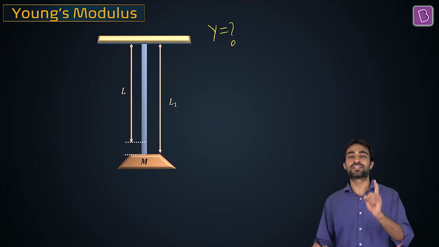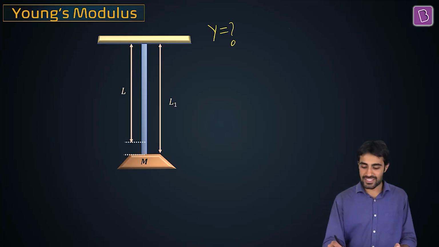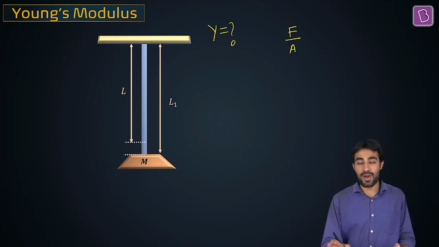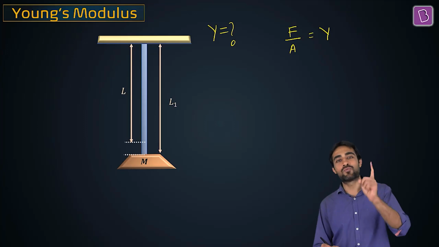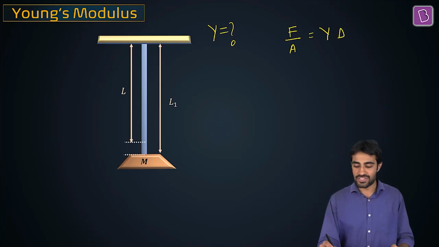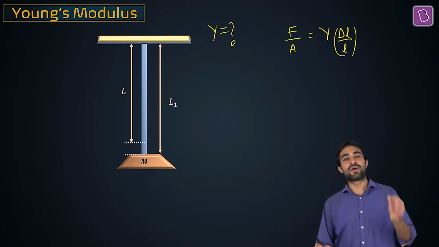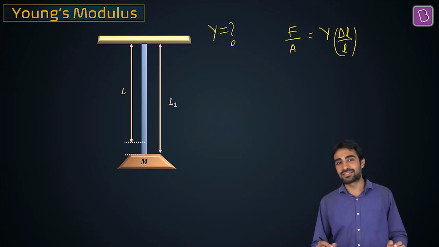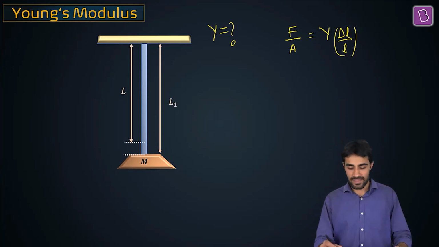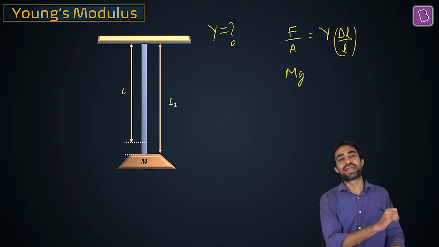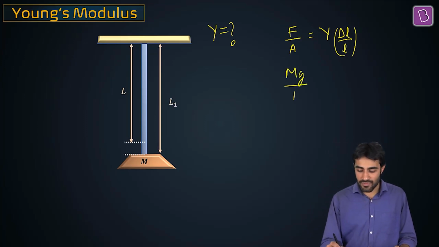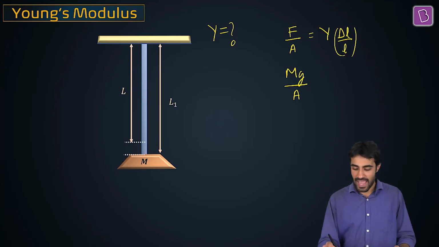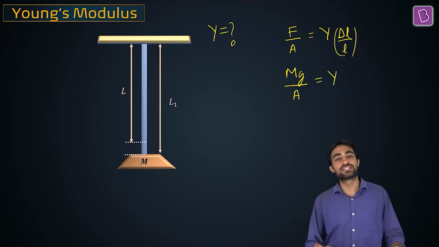Well, let's try to remember the formula for stress. Stress, which is force divided by area, is equal to Young's modulus times strain. Strain is change in length upon original length. Let's put in the values and get the value of Y straight away. Now, as we hang this mass capital M, there is an excess force on this wire equal to mg. So we divide this by the area of the wire, which is given to be capital A, and this is equal to Y times strain.